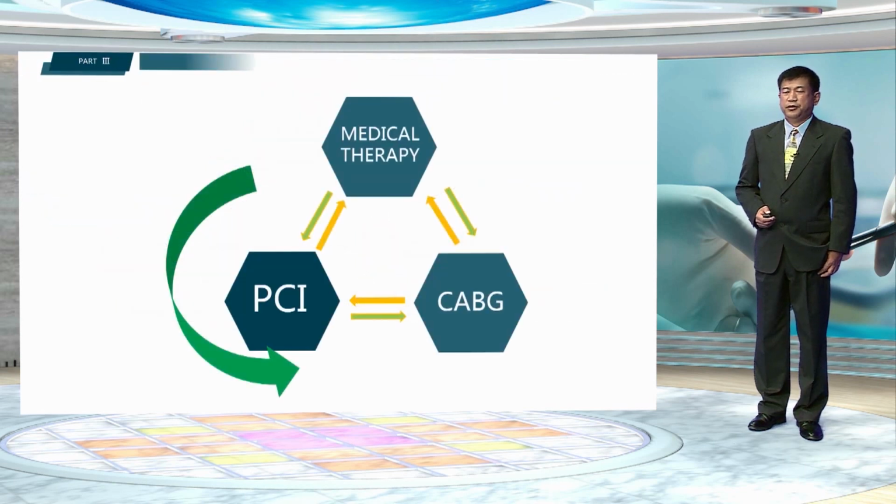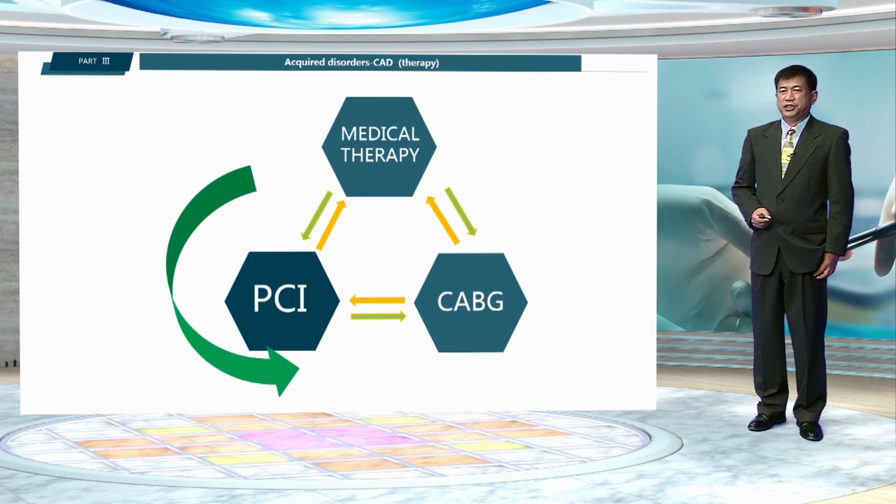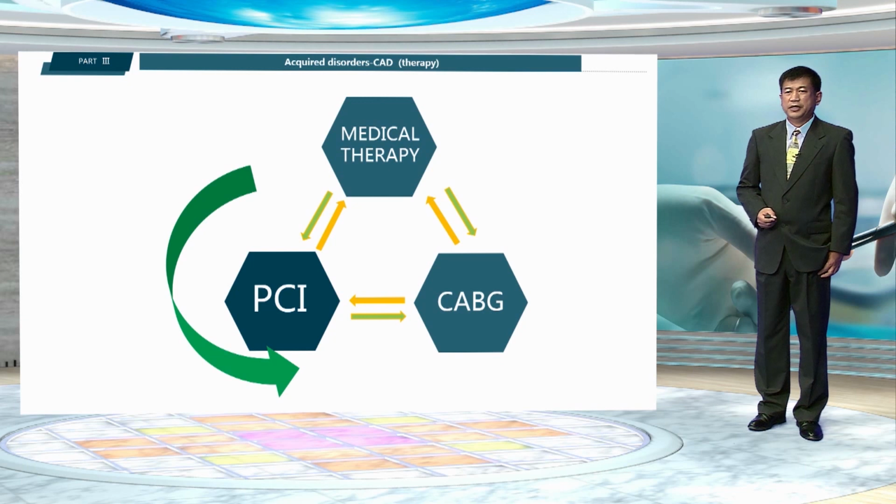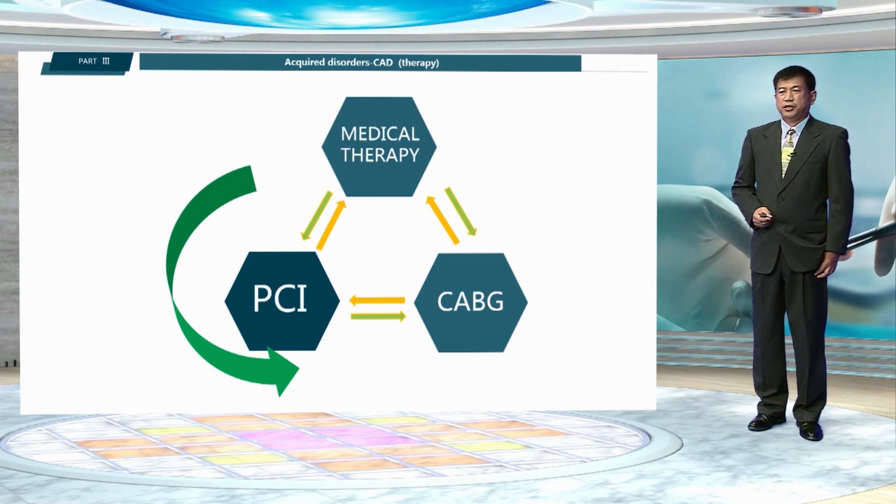There are three main treatments for coronary artery disease. That is medical therapy, or PCI, called percutaneous coronary intervention, or CABG, that is coronary artery bypass grafting. The big green arrow shows the sequence of the treatment. But remember, the three treatments are closely correlated.